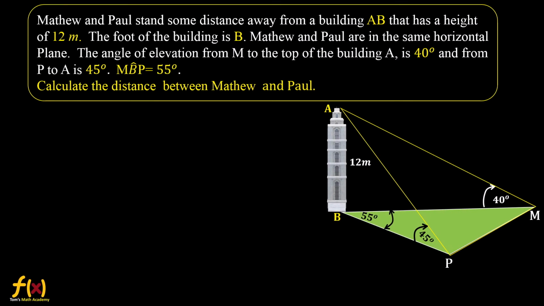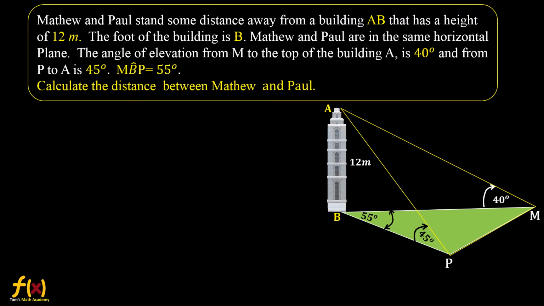A good question from 3 dimension. Matthew and Paul stand some distance away from a building AB. The height of the building is available. It is 12 meters. The angle of elevation of Matthew, that is from M to the top of the building, is 40 degrees. And also the angle of elevation of Paul from the point P to the top of the building is 45 degrees.